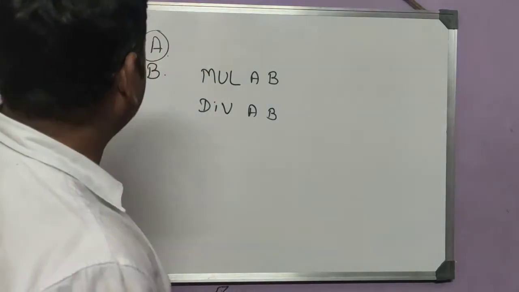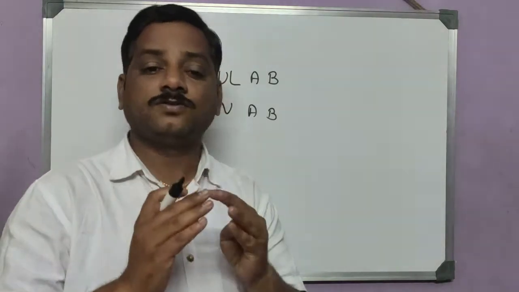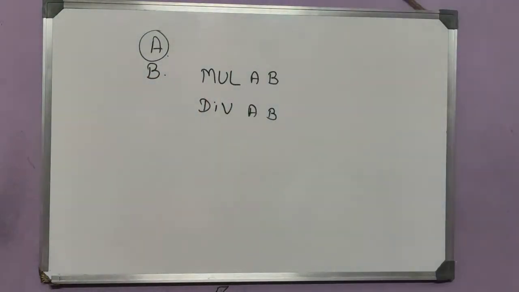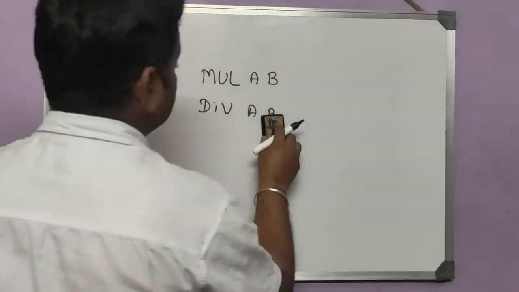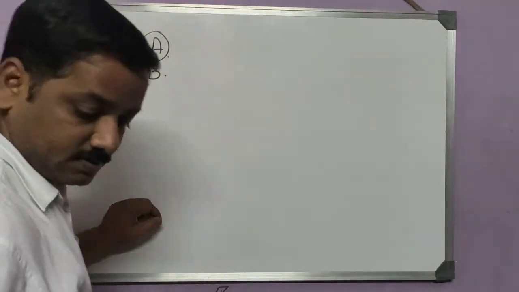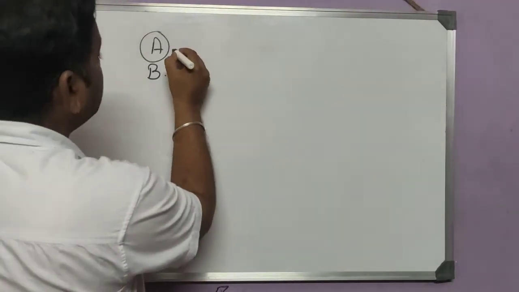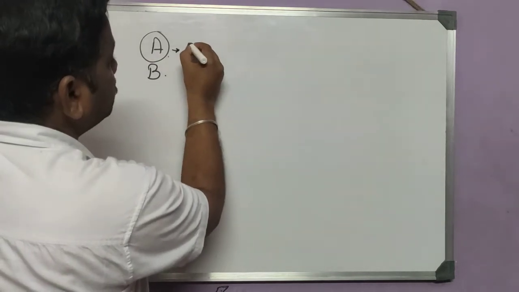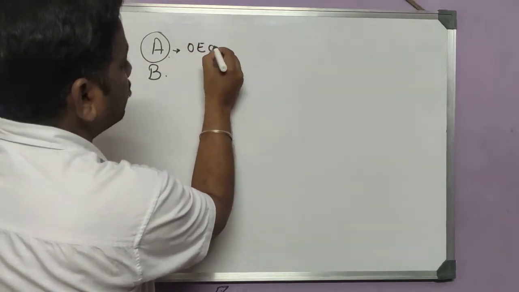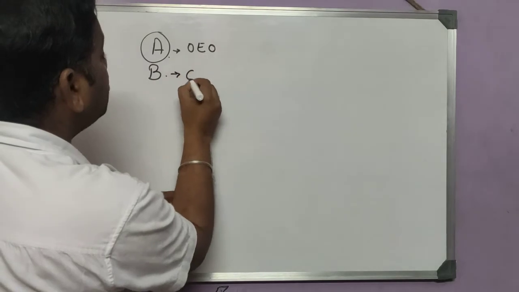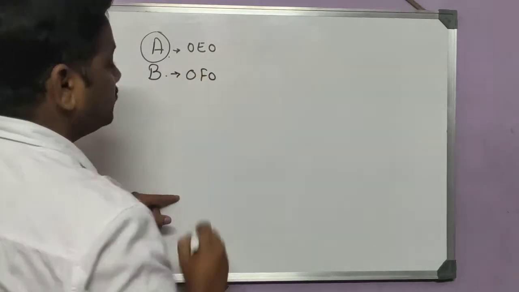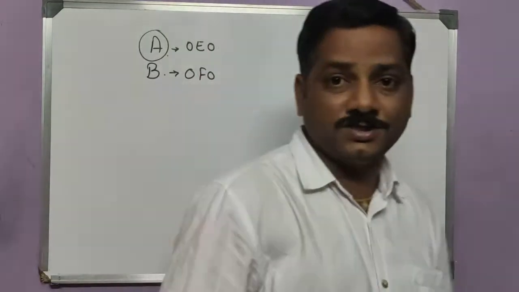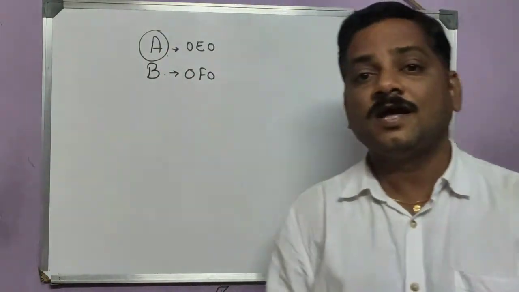These two registers also have their own addresses. Now let us understand the address of register A and register B. The address of register A is 0E0 and the address of register B is 0F0. This is the location where these two registers are addressed.